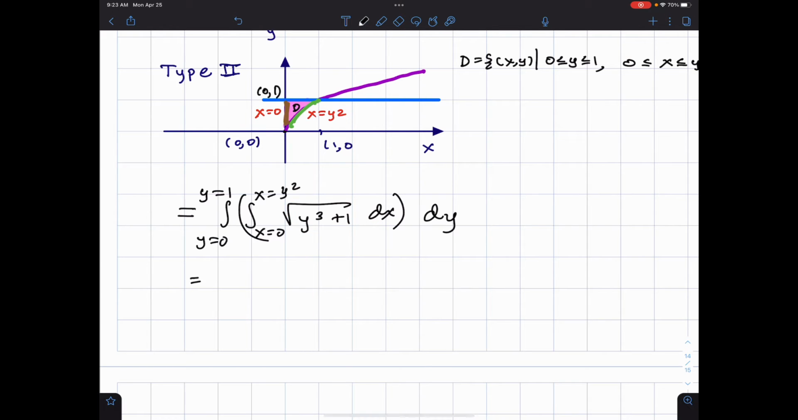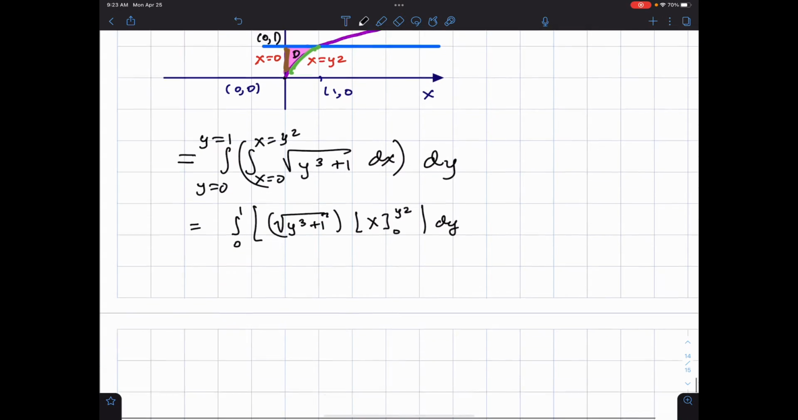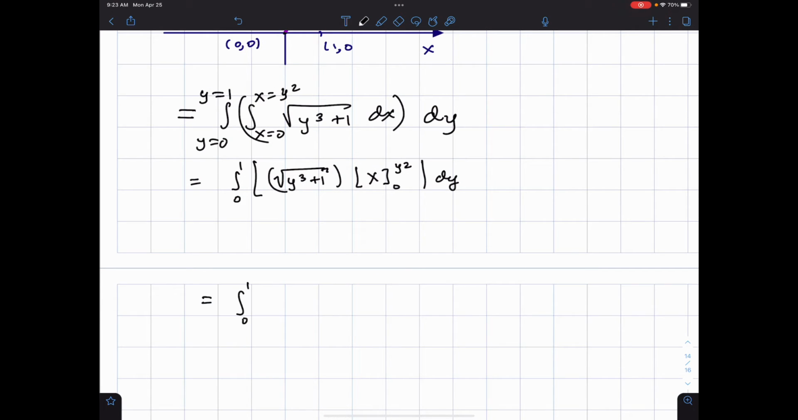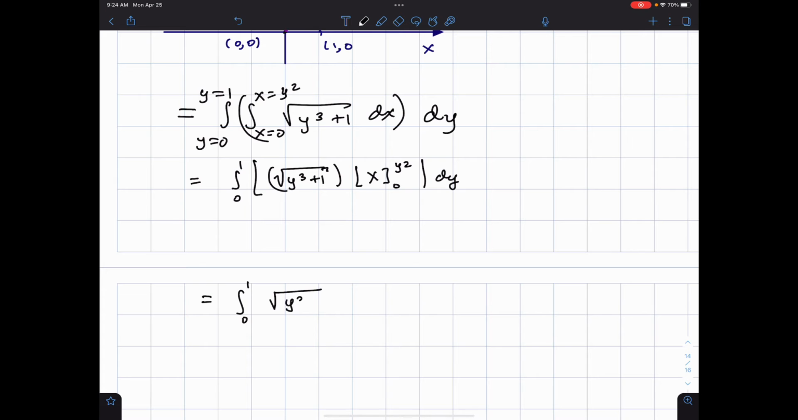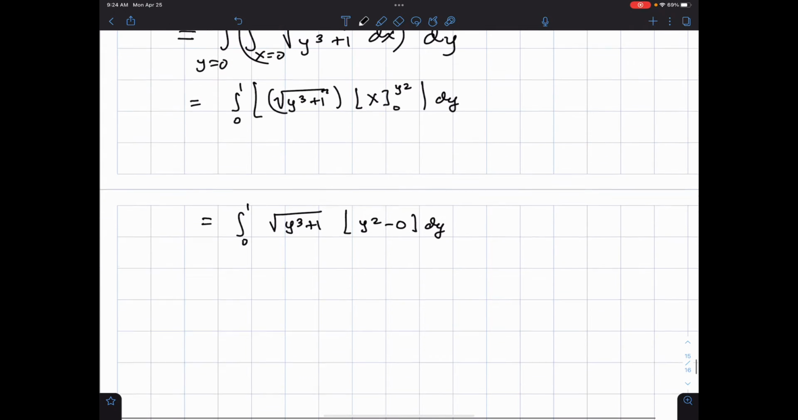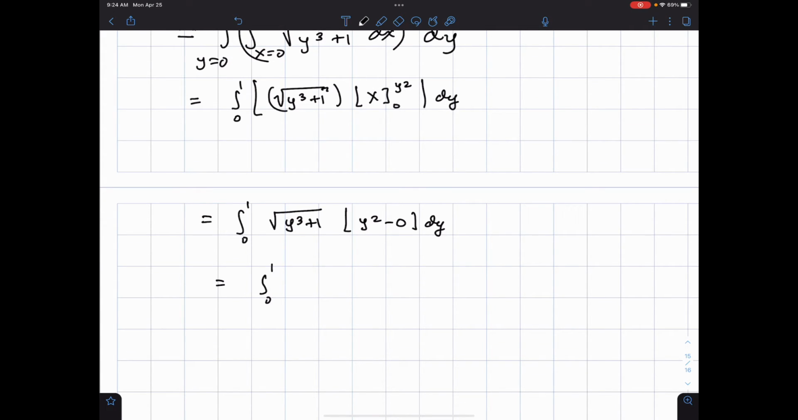So when I integrate this, I'm going to get, okay, still 0 to 1, but I have square root of y to the third plus 1, and the antiderivative with respect to x is, I mean, this is just a constant, maybe times 1, and the antiderivative of 1 is x. So this is going to be times x, and x goes from 0 to y squared, and then dy. Okay, so then I have the integral from 0 to 1 of radical y to the third plus 1 times y squared minus 0 dy. That's the integral from 0 to 1 of y squared times (y to the third plus 1) to the 1/2.